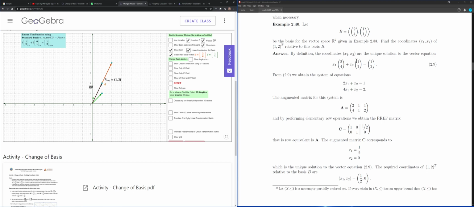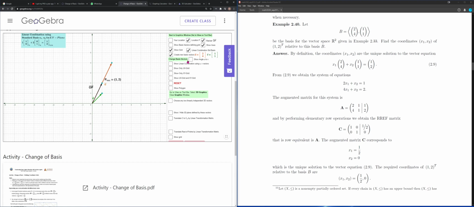In other words, the (1, 1) isn't really forming part of your calculation. You're just going to get a half times this (2, 4) giving you the (1, 2), which is what you expect, because this vector (1, 2) is a half of this vector (2, 4). So you expect x1 to be a half, and you expect x2 to be equal to 0.